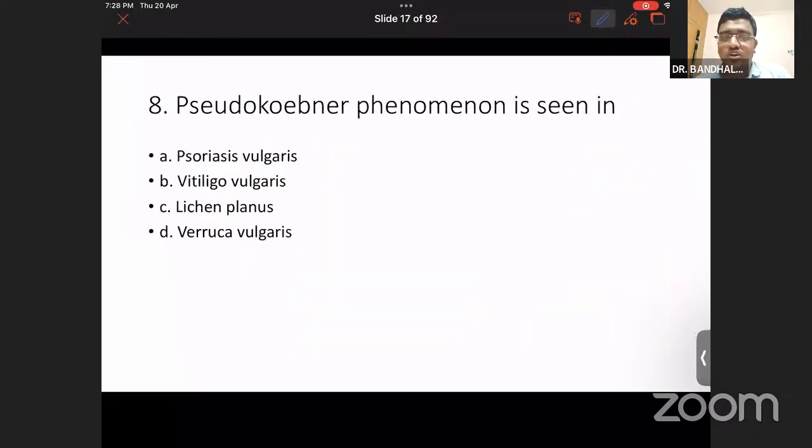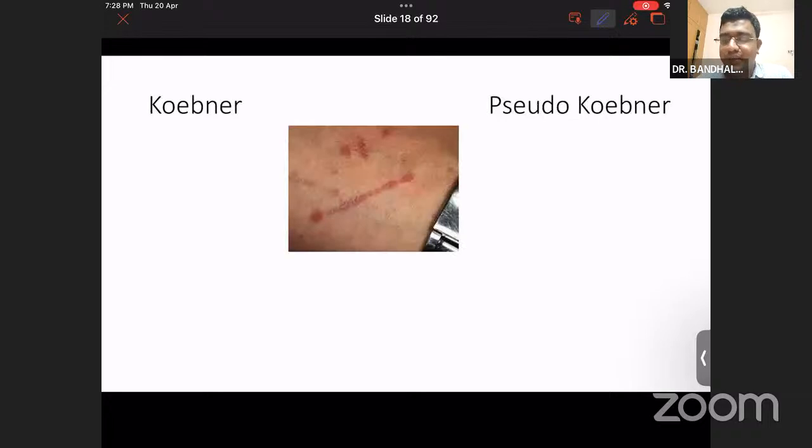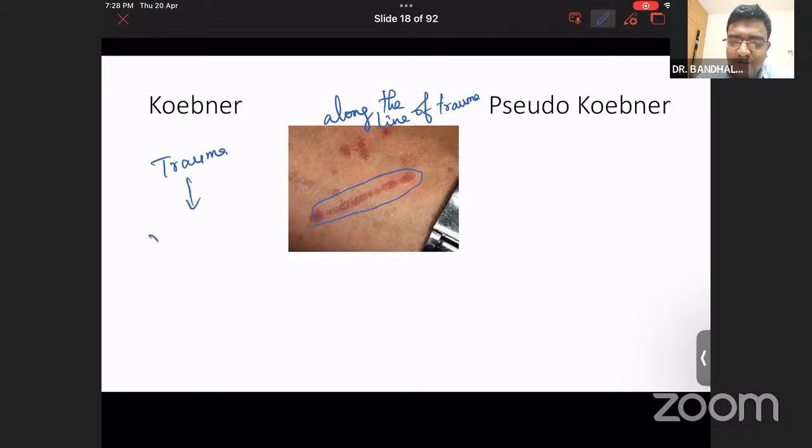Next question. Pseudo-Koebner phenomenon is seen in psoriasis vulgaris, vitiligo vulgaris, lichen planus, verruca vulgaris. Here, the options given are psoriasis, vitiligo, lichen planus, and verruca vulgaris. Of these, three are non-infectious. Only one condition is infectious, verruca vulgaris. We should know what Koebner's phenomenon is before, so we can answer this question. Koebner's phenomenon is appearance of linear lesions along the line of trauma, or scratching or itching and all. Because whenever there is a trauma, there will be recruitment of inflammatory cells.